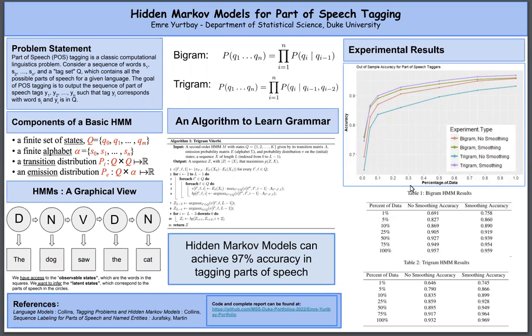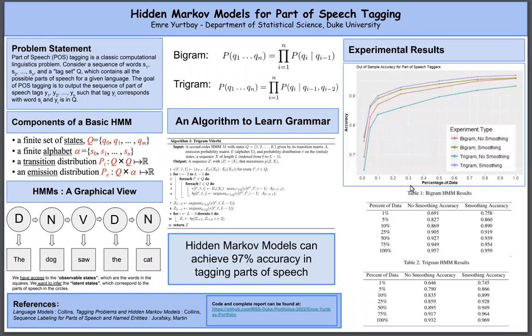If we want to consider even more context, we can use trigram HMMs, in which the part of speech tag for word i depends not only on word i minus 1, but also word i minus 2. Increasing the order of the HMM may lead to more accurate tags, but also to a much greater computational burden while training. HMMs can achieve remarkably accurate results even when their order is just 2 or 3.